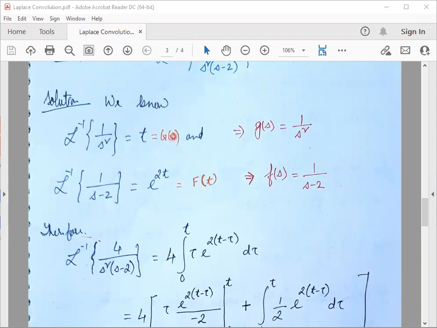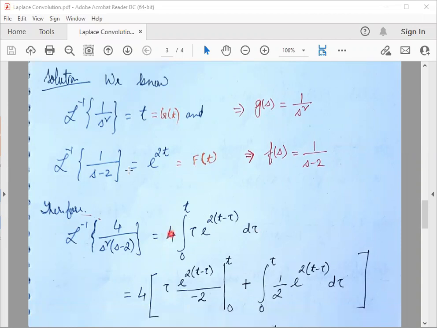So by definition of convolution, this would be g of tau. So g of t is equal to t. That means g of tau will be equal to simply tau. And f of t minus tau, we replace t by t minus tau, so we get e to the power 2(t minus tau) d tau. Okay. So the Laplace inverse of 1 by s square is t. Laplace inverse of 1 by s minus 2 is e to the power 2t. So we take the convolution of these two, that will give us the inverse Laplace transform of this.